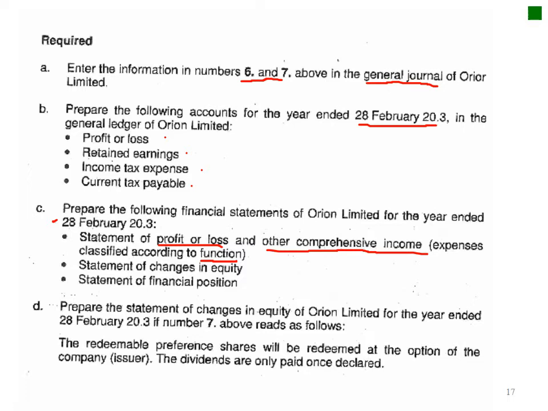So we will always have cost of sales and admin expenses and distribution expenses. There is another way where you classify expenses by nature, but we are not going to teach that to you this year. So this is standard wording, and I'll show you what the statement of profit and loss looks like with other comprehensive income and expenses classified by function. We're also going to look at the statement of changes in equity and the statement of financial position. Part D of the question we will do in the next lecture.